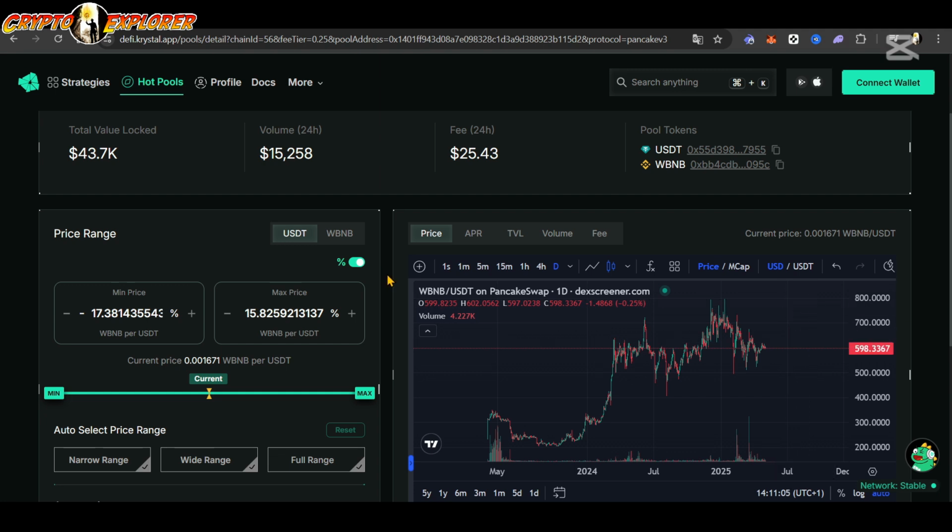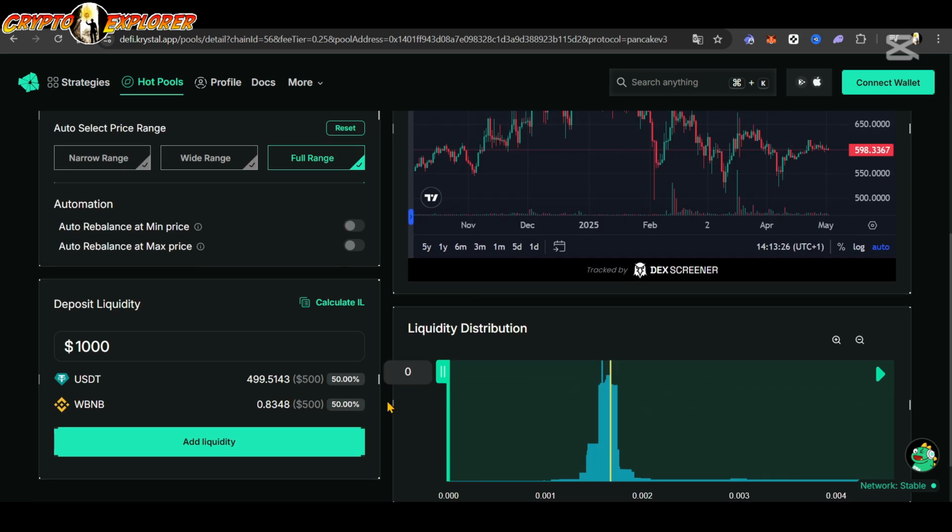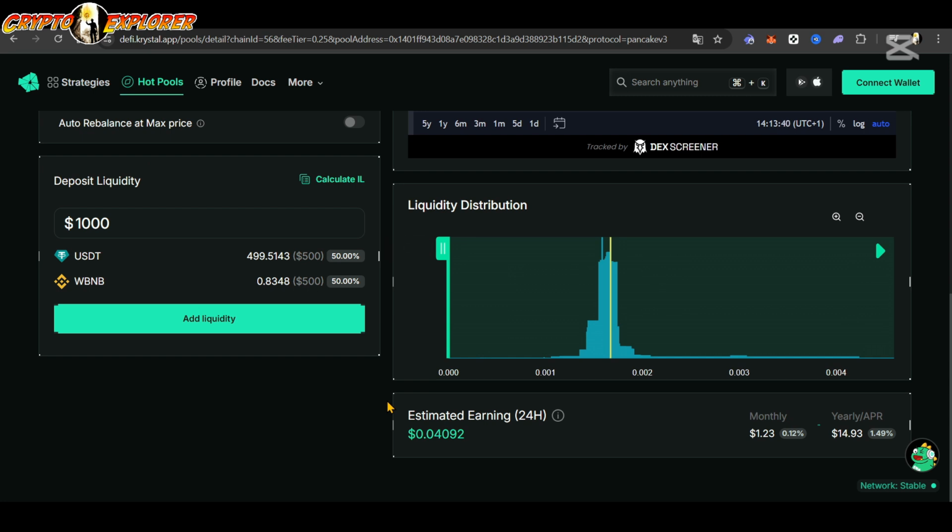Although, let me tell you honestly, as a complete beginner, probably you don't want to invest into tools that you cannot make the most out of. Now, once again, we have the full range option here. If you don't want to worry about setting ranges and have the pool on full passive mode, this is what you want to do.